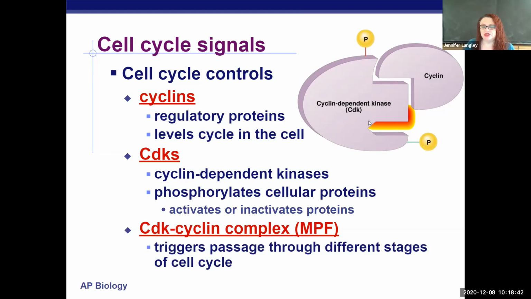Now these trigger passage through different stages of the cell cycle. These help regulate it. These are the ones that are like, okay, everything's good. Now we can hook up and let everything go.